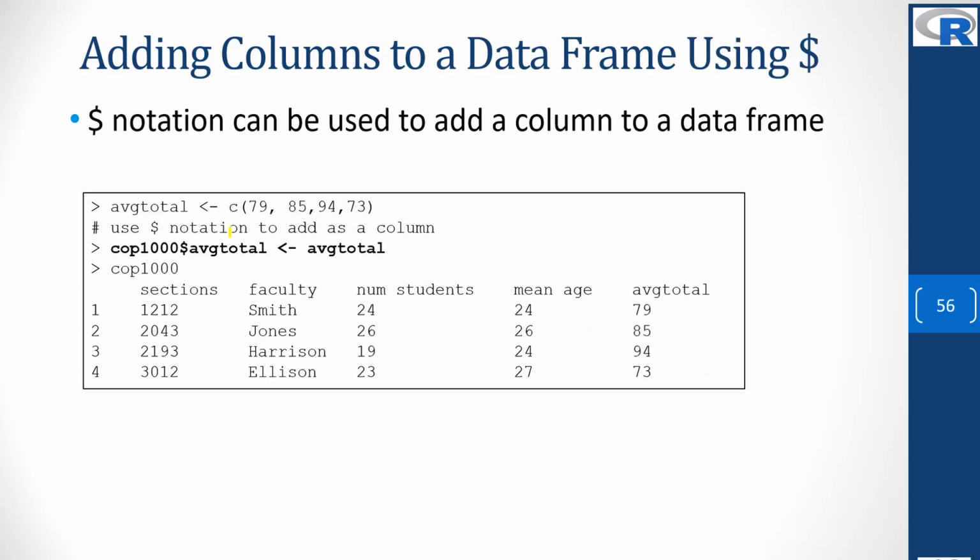We can also take a shortcut, and instead of using cbind, we can just use the $ sign notation. So we have this vector, and we're going to create a new column that's called average total. COP1000 $ average total, assign it the average total vector, and it adds the column. So this is an alternative to adding columns to your data using this $ sign notation instead of cbind.